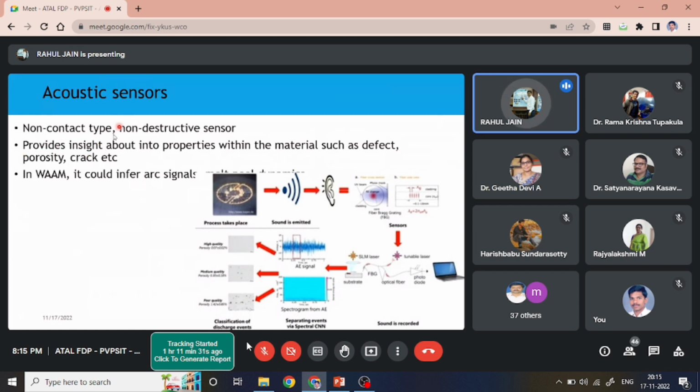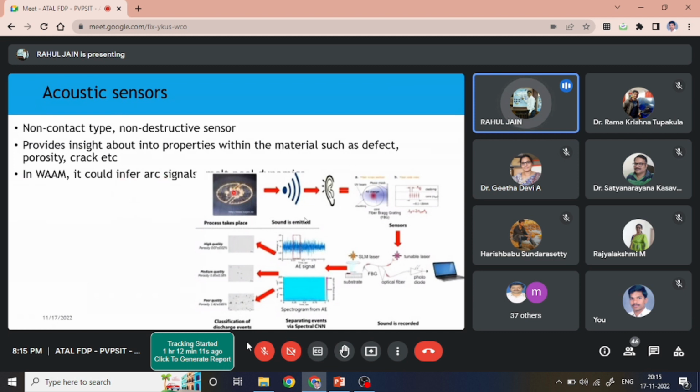What does this acoustic sensor help you with? Acoustic sensor helps you understand, because it actually measures the arc sound. Acoustic sensors measure sound. What are you interested in? You are interested in measuring the arc sound, what kind of sound is generated through the arc. And from this arc sound, you want to study various things. What? You want to study defects. You want to study porosity, crack, which are types of defect. You want to study arc stability. Arc sound can give you a lot of insight in terms of arc stability.